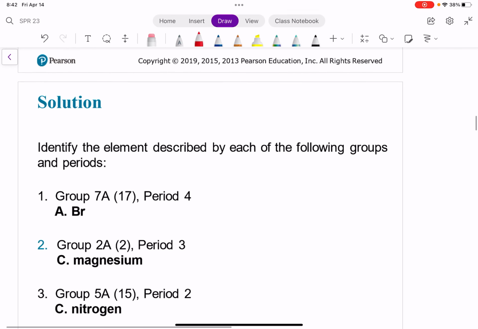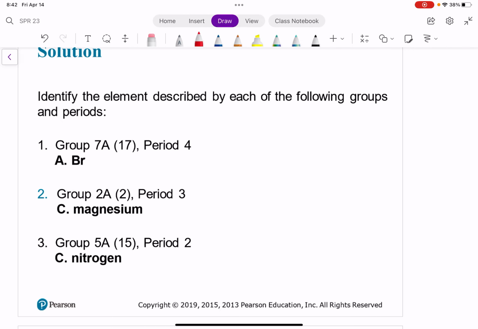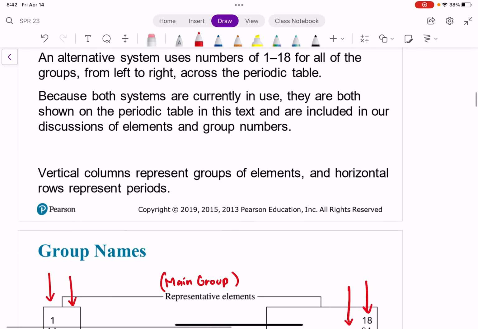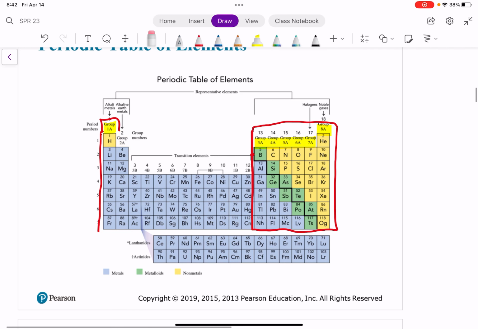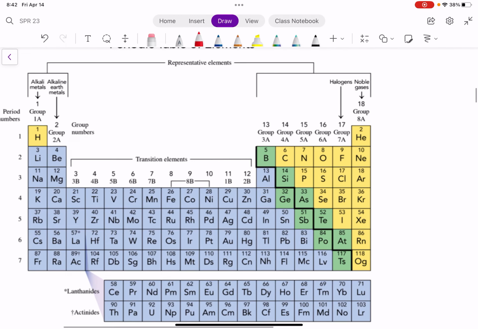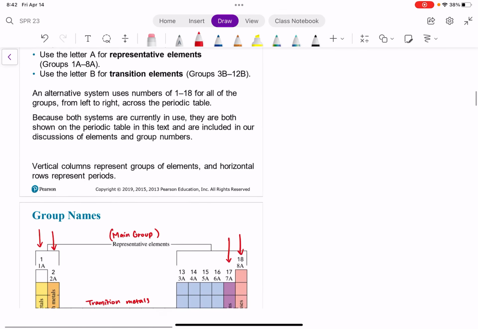Okay, let's see. So identify the element based on the following groups and periods. So group 7A, or 17 if you're using the other system, period 4. So bromine. Let's look up at our periodic table. Group 7A. Okay, go up here. Group 7A. And period 4, it said. So 7A, so that's this group, right? And period 4, which is this one. So here I am at 7A. I'm at bromine. Okay. Bromine.